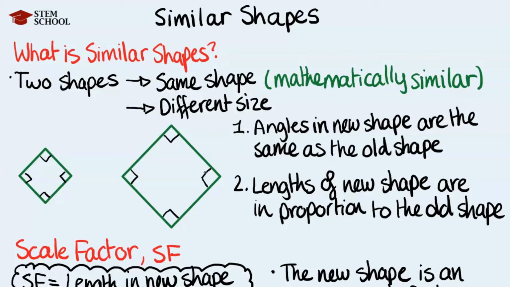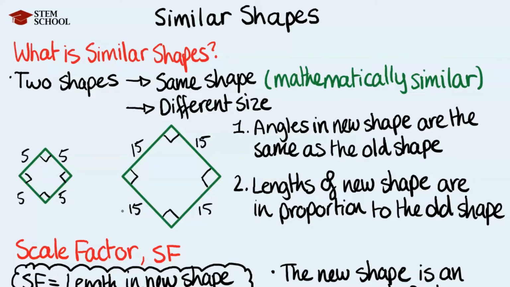The angles don't change. Now, the second thing to take into account is that the lengths of the new shape are in proportion to the old shape in some way. Say it's 5 centimeters each side on this old, smaller diamond. Now, when we go to this bigger diamond, this new shape, say it could be 15 each side. So they are in proportion to each other in some way.